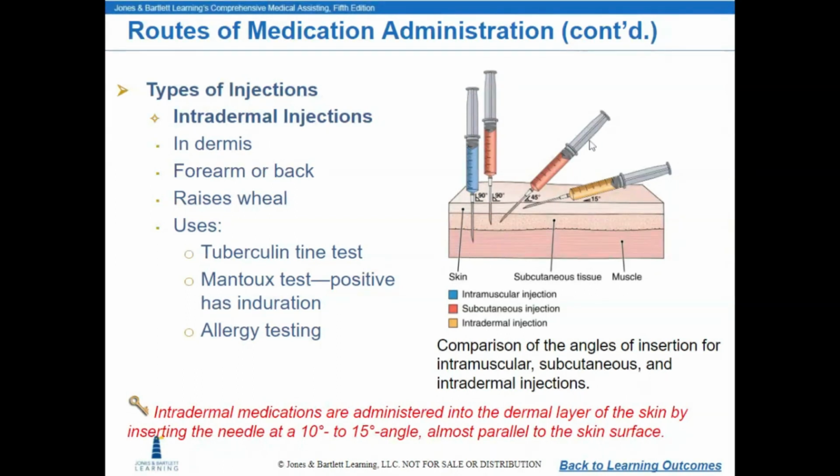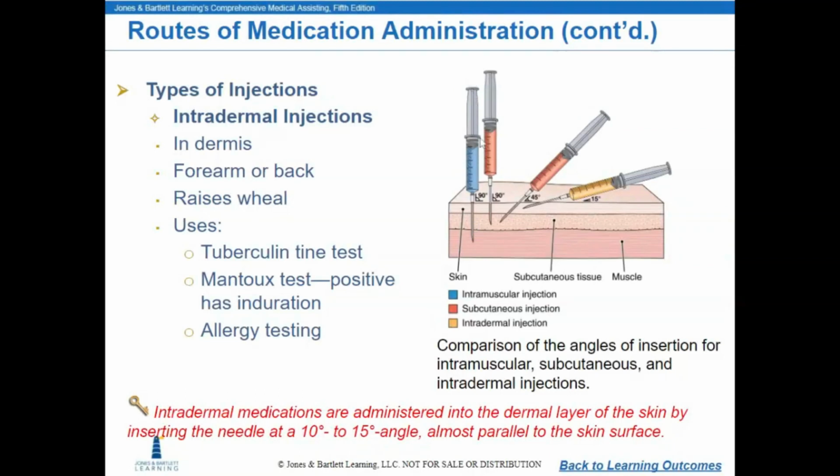Okay, now sub-Q is given at a 45-degree angle. This is the subcutaneous tissue. The exception is when we're giving insulin. Insulin we give at a 90-degree angle. Those insulin needles, when we get back into the classroom, you'll see how small those insulin needles are. So we can give insulin at a 90-degree angle and still be in the subcutaneous tissue.